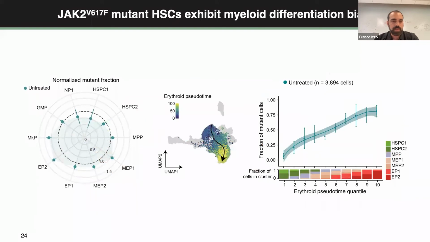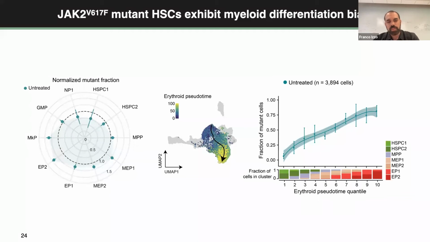So as the main driver of MPNs, it's well documented that the JAK2 V617F mutation results in a myeloid differentiation bias. So when comparing wild-type and mutant cells within the same samples across different progenitor clusters, we showed a clinically consistent lineage-specific fitness landscape. So we have an enrichment of mutant cells in the erythroid and megakaryocytic progenitors, which is the expected phenotype for these diseases.